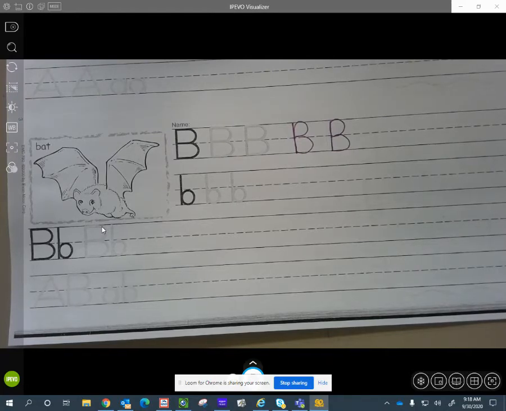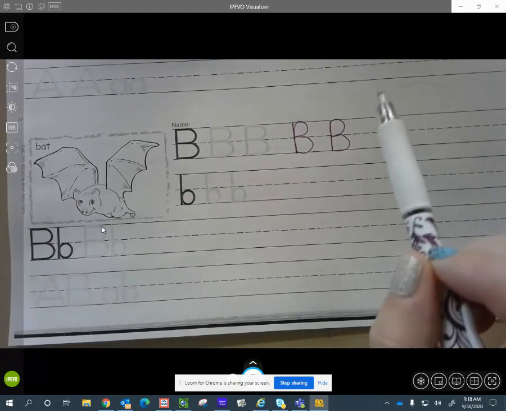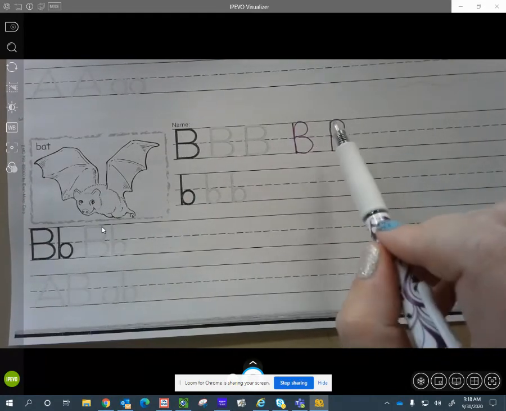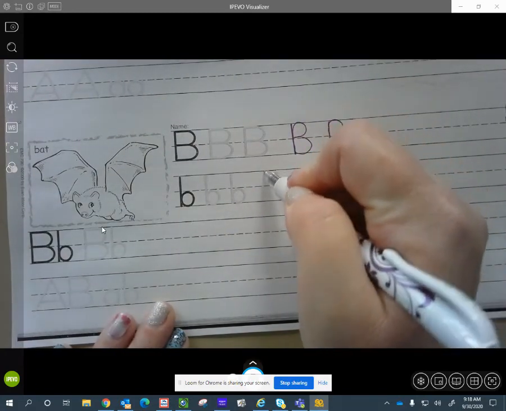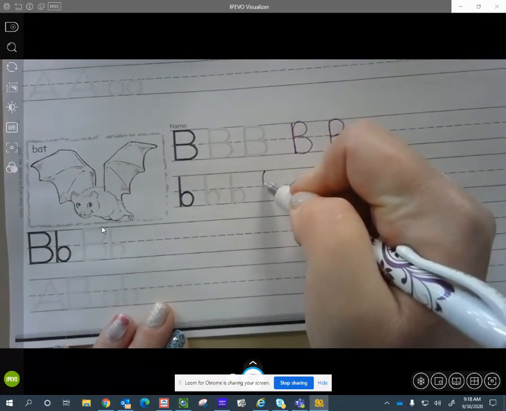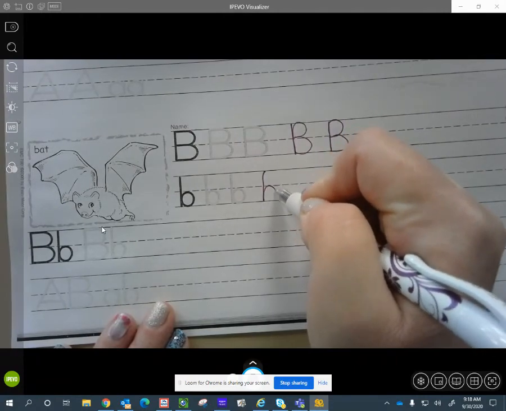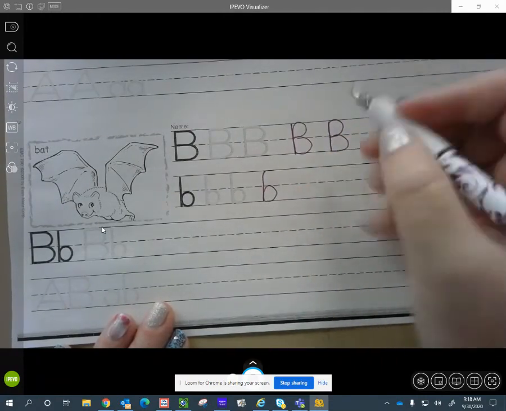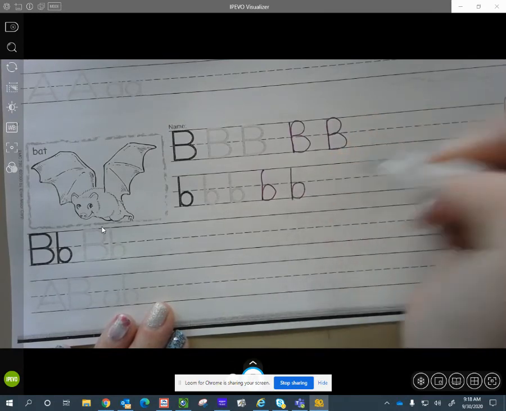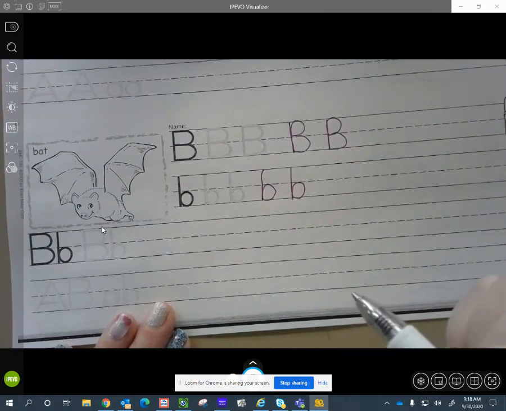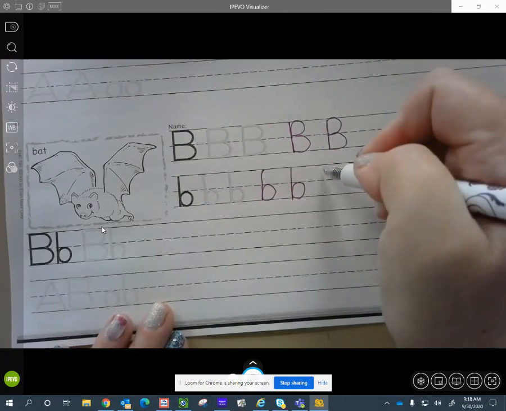Let's take a look at lowercase b. Where did I start for capital B? Clear up at the top of the sky. I'm going to do the same for my lowercase b. I'm going to start at the sky, go down to the ground, and then I just do one bump up to the mountain. Start at the sky, down to the ground, and one bump up to the mountain and back down. So that's one way you can remember it.